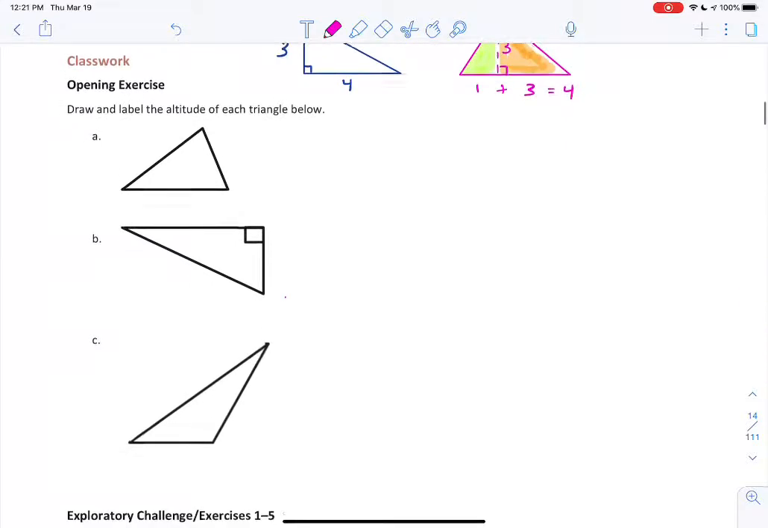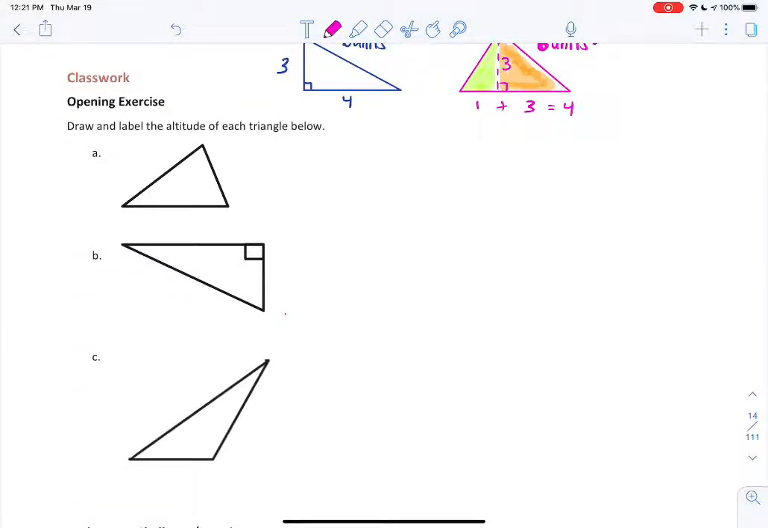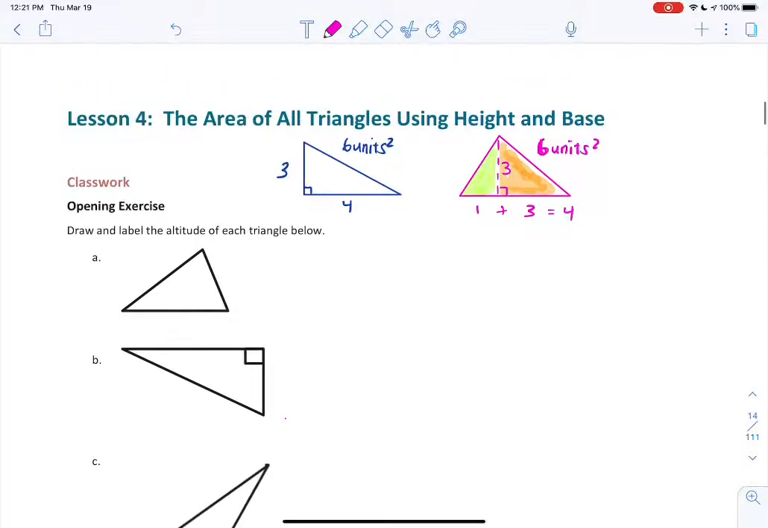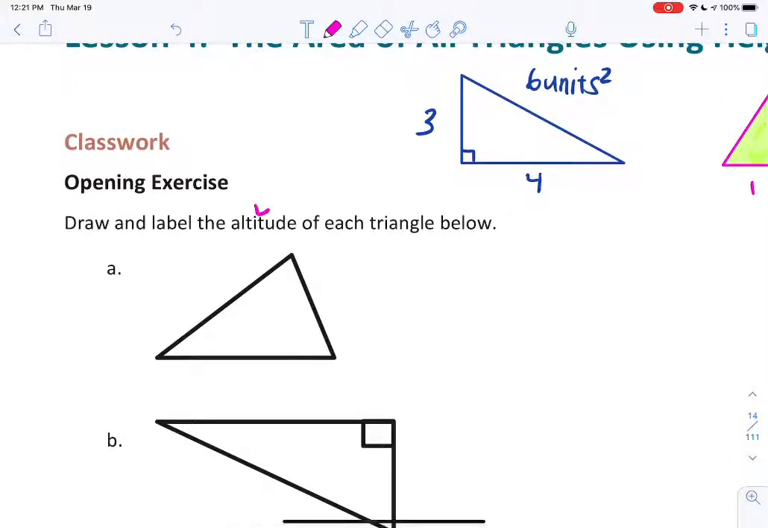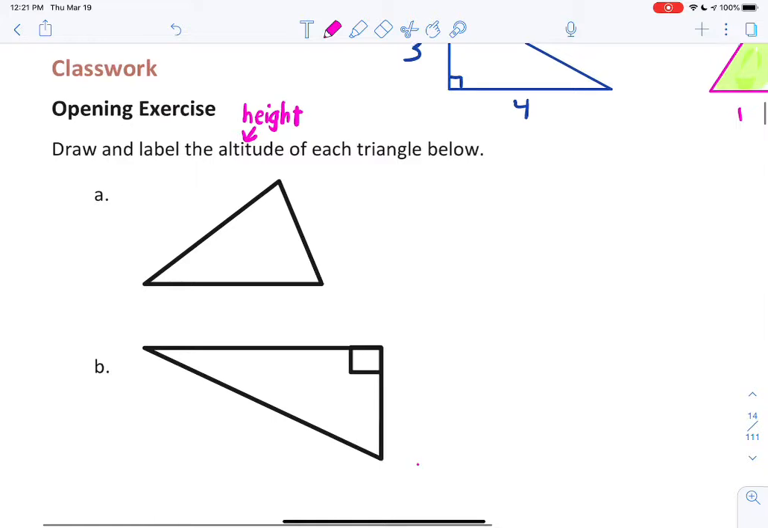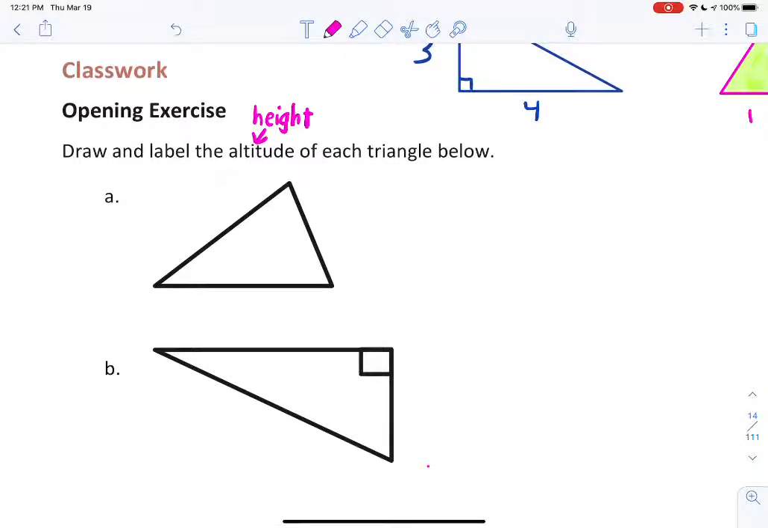All right, moving on. Opening exercise: draw and label the altitude of each triangle. I want to remind you guys that the word altitude is just a synonym for height, the height of the shape, the height of the triangle. In question A, remember, we always want to identify what is the base. The base is right here. In fact, the base could be any of the three sides, but I like calling this the base because I could go straight from this point and bring it straight down, forming a 90-degree angle, and that would be what is known as the altitude.